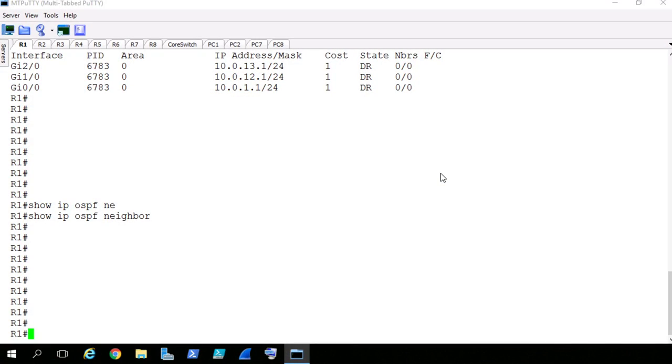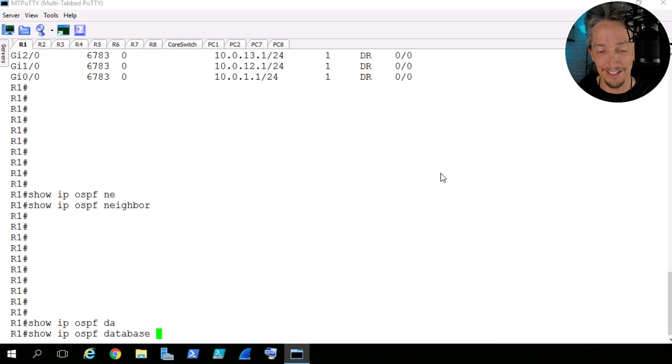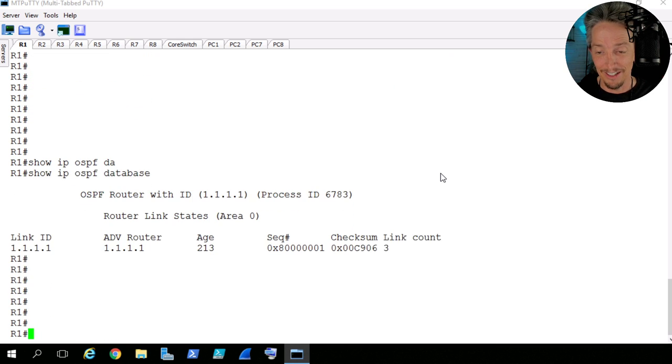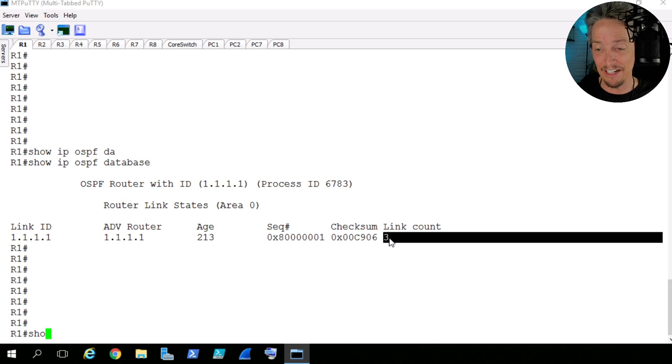The way we can verify it is this. Check this out. We can just ask to see the collection of LSAs, which they call the LSA database, and we see that with the show IP OSPF database, just like that. And there it is. This is router 1's type 1 LSA. And if we opened it up and did a show, oh, look right there. See how it says 3 for the link count?